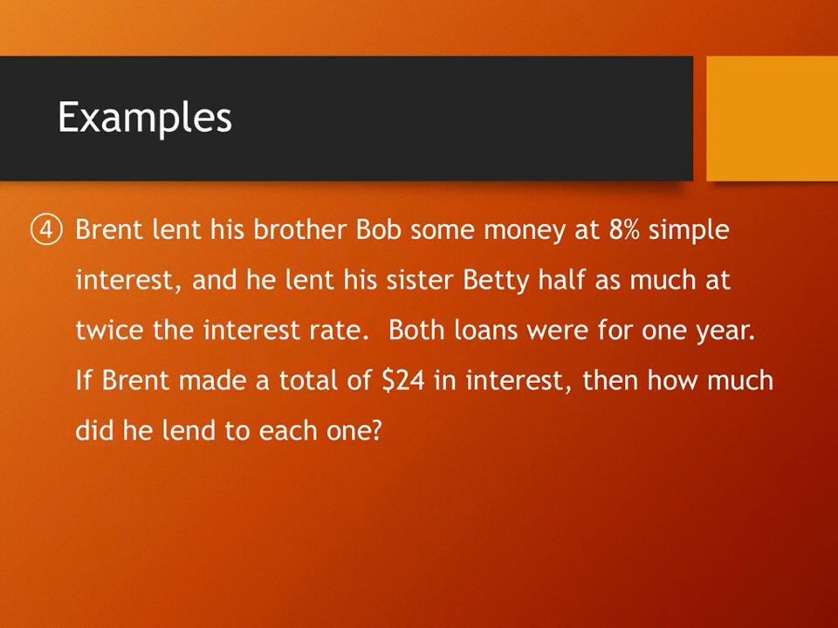And he's probably going to have to remind them 10 times during the year that they still owe him money. But that's aside from the fact. The question is, how much did he lend to each one?